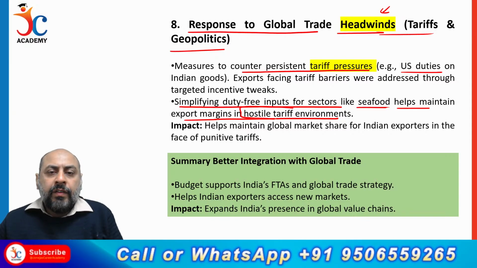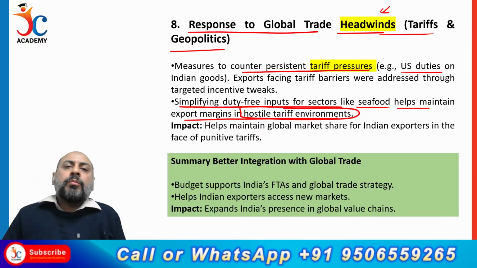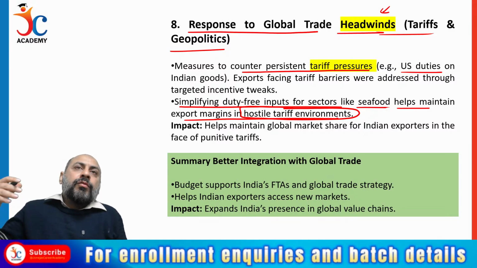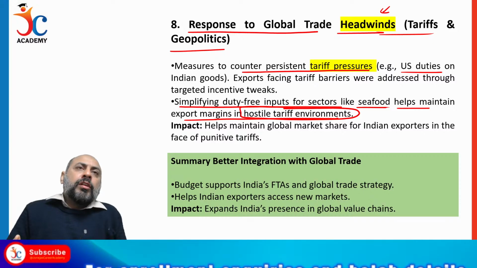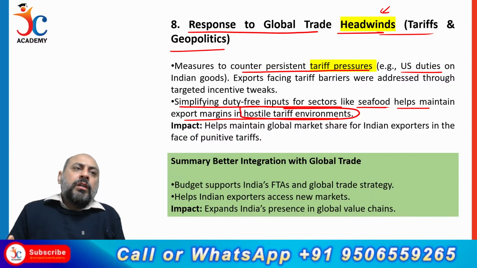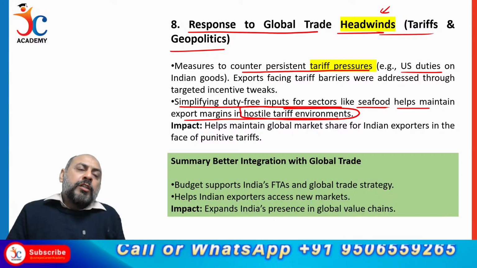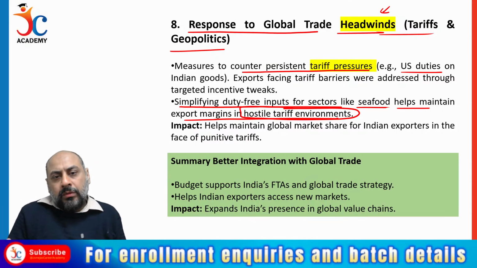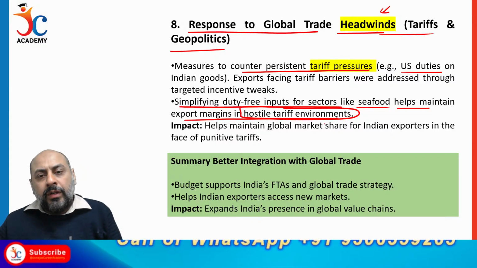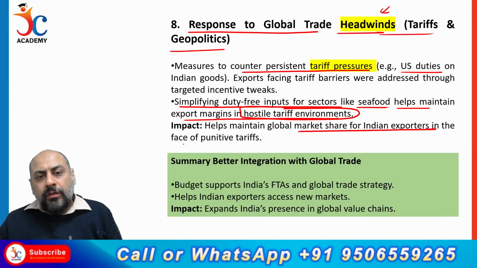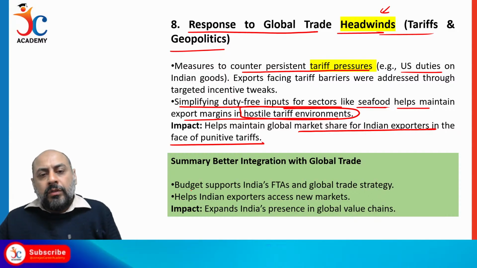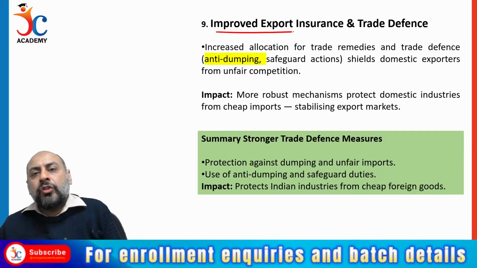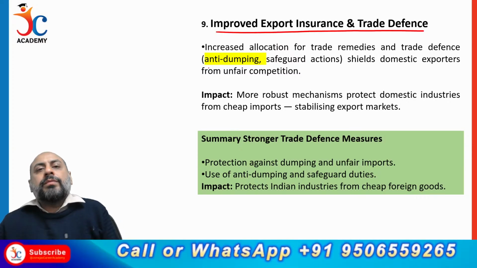Now, what are hostile tariff environments? These are the environments where your products are being charged more heavily. Suppose Vietnam is exporting shrimps and prawns and they have been taxed at 10%, and if India is now exporting shrimps and prawns, the same country is charging them 20% taxes. So it is hostile, right? So you are maintaining global market share for Indian exports in the face of punitive tariffs. So that's it. And the last point is improved government insurance and trade defense.